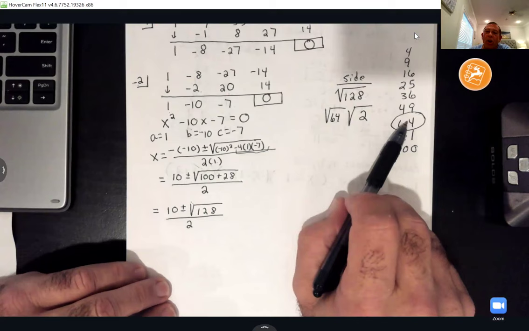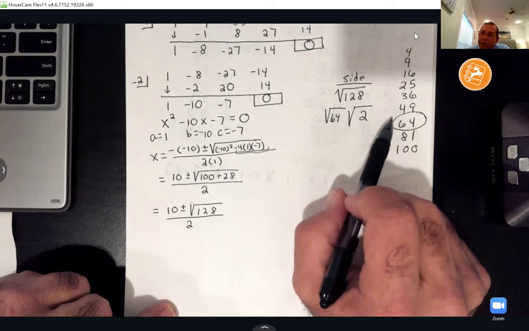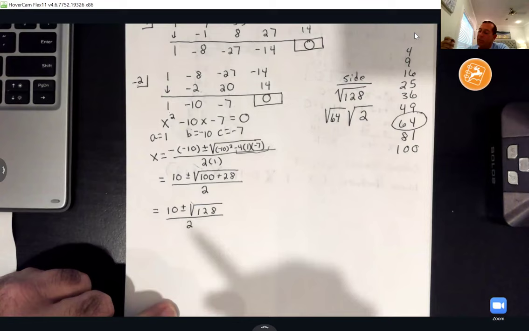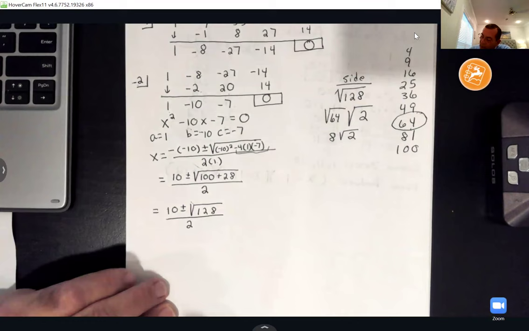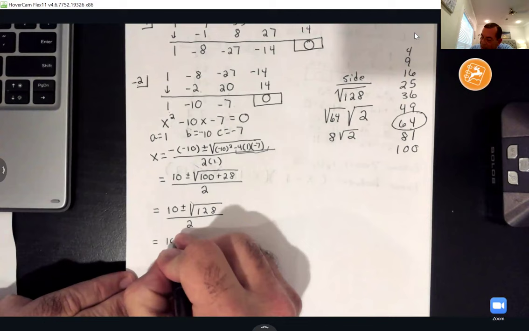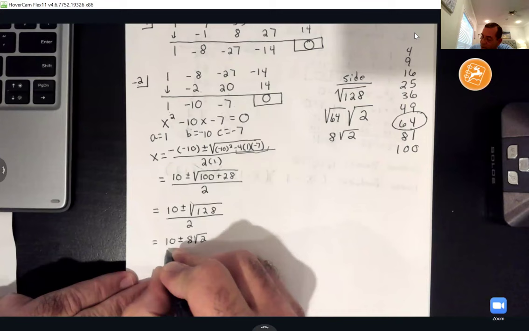So you always want to find the largest number. 4 would have gone into that, but 4 wasn't my largest number, and I would have still had a perfect square under the radical. So always go for the largest number. So watch this. Square root of 64 is 8, and then bring down your square root of 2. So I'm going to replace that now. So I got 10 plus or minus 8 square root of 2, all over 2.